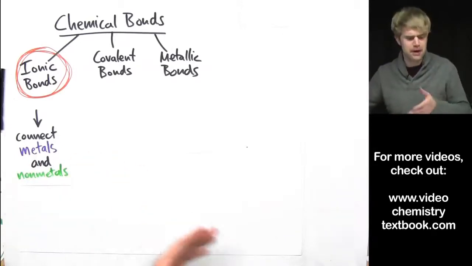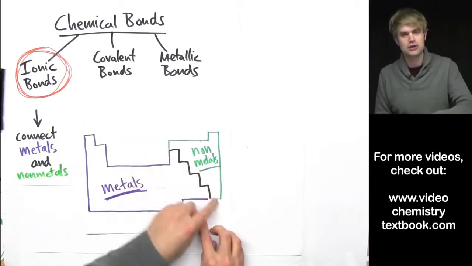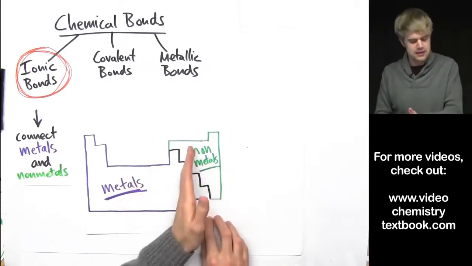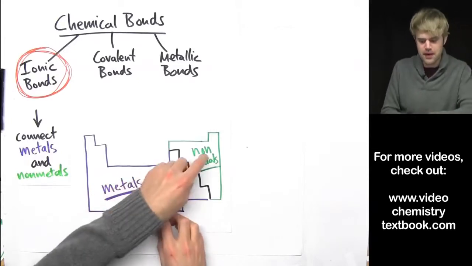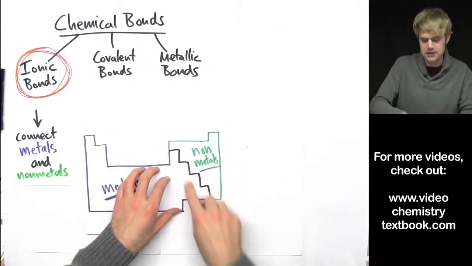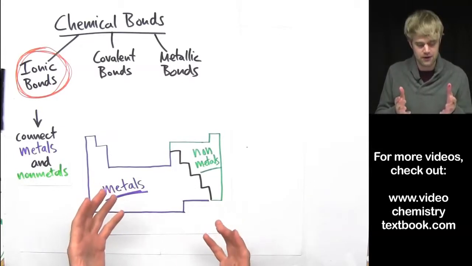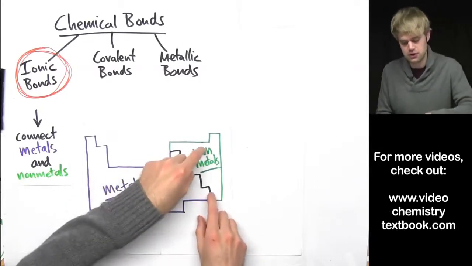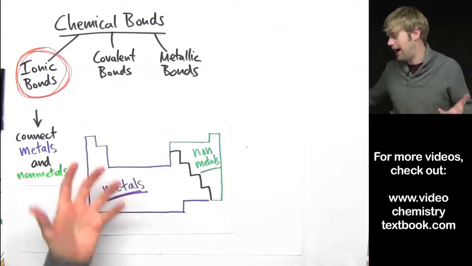Okay, so if you look at a periodic table, there's this big, thick staircase over on this side. And this staircase separates the metals, which are all the elements on this side, from the non-metals, which are most of the elements on this side. So whenever we have a chemical that has a metal connected to a non-metal, that's held together by ionic bonds.